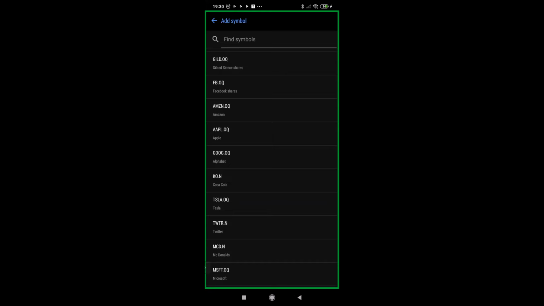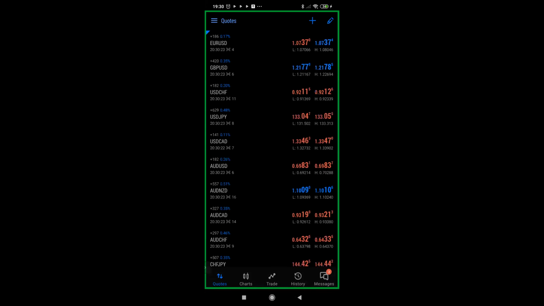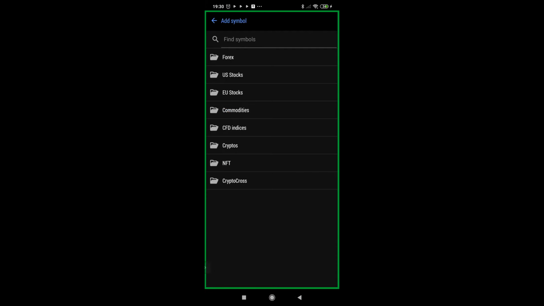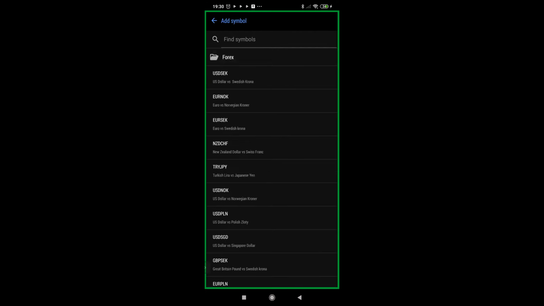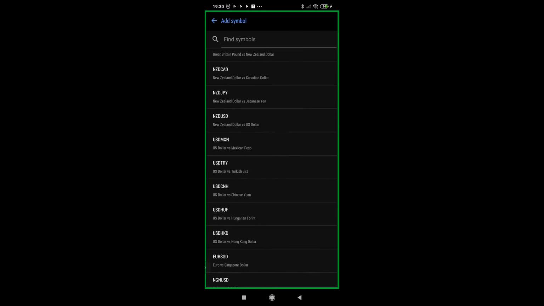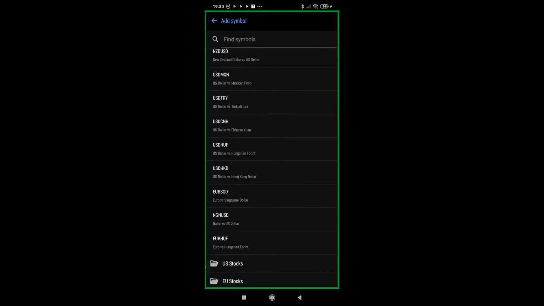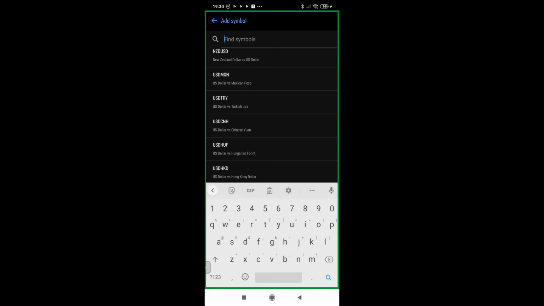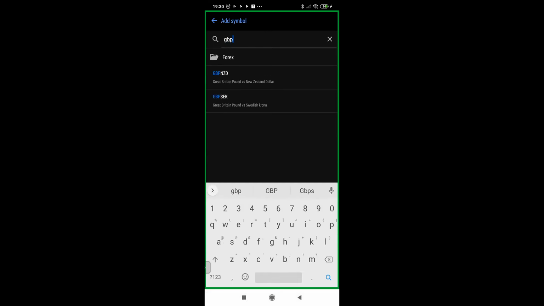So I want to add Apple, Google, right? But ideally, possibly you want to focus just on Forex. So let's go to the Forex folder, and then you look for the pair that you want to add, and then you add it, or you just simply use the find symbols and then search for it. So let me add GBP NZD. Okay, so I'm going to add it.